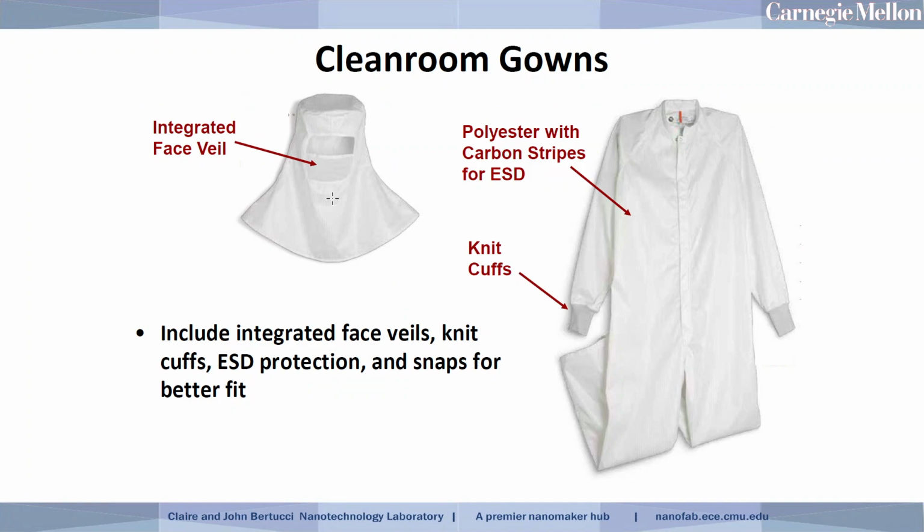Once you enter the gowning space, you're actually inside the clean room at that point. At that point, you will have on your bouffant cap, your pre-gowning gloves, as well as the shoe covers. A quick note about the clean room gowns. The hood has an integrated face veil. The coverall is zippered in the front. It has knit elastic cuffs to provide better fit. And there's a variety of snaps on both of these items, as well as the clean room boots, to allow for a better, more comfortable fit.